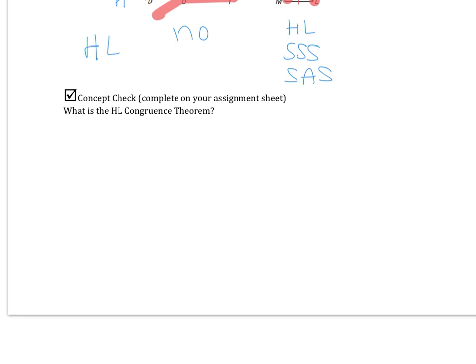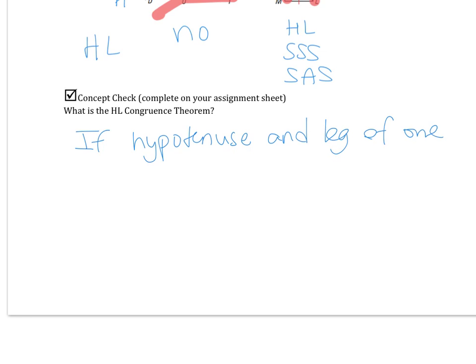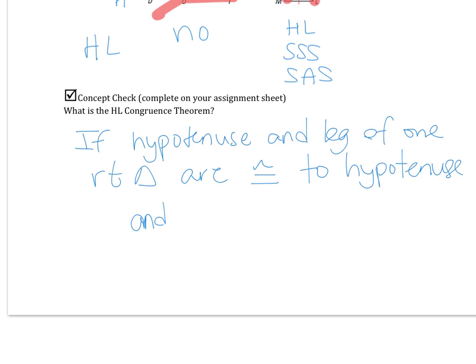So what is the HL congruence theorem? It's if the hypotenuse and leg of one right triangle are congruent to the hypotenuse and leg of another right triangle.